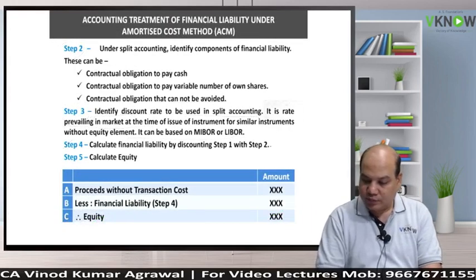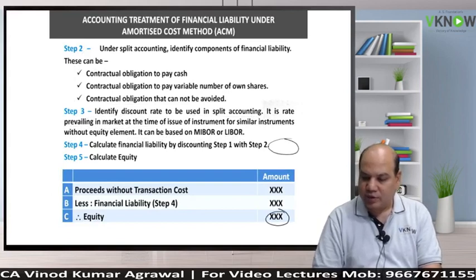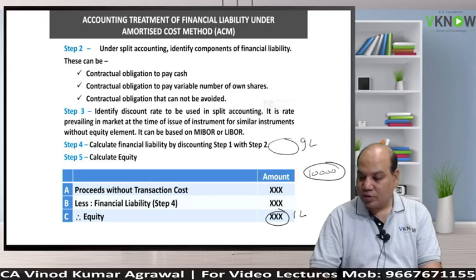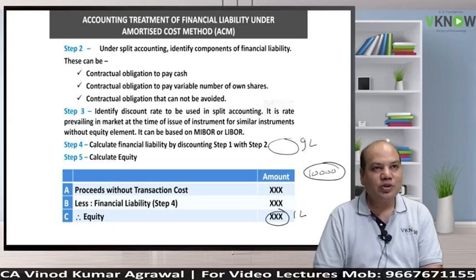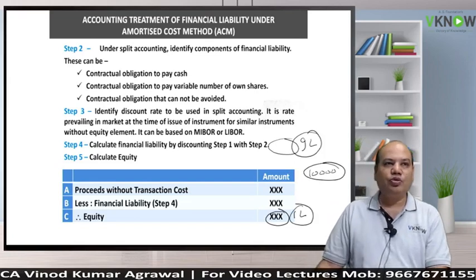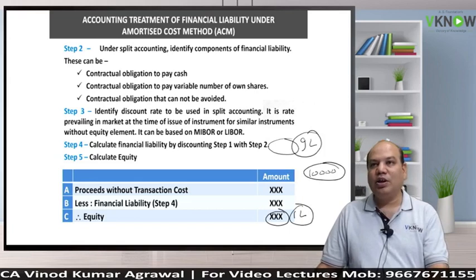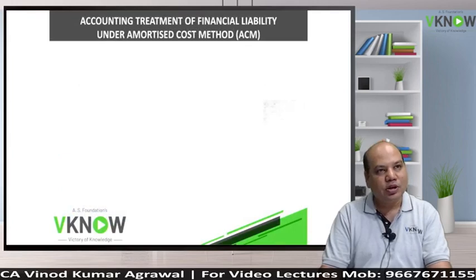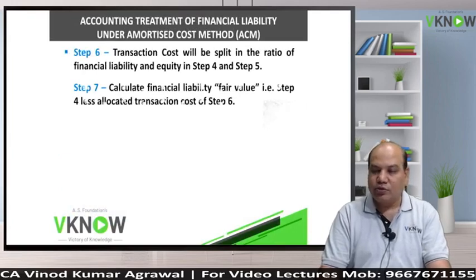I will go back. This is my step number 4 and this is my step number 5. So suppose this is 9 lakh, this is 1 lakh, and the cost of issuing this instrument is suppose 10,000 rupees. So I will allocate in the ratio of 9:1. So 9,000 will be allocated to liability and 1,000 will be allocated to equity. Right? So the next task will be, if there is a transaction cost, split it in the ratio of financial liability and equity.